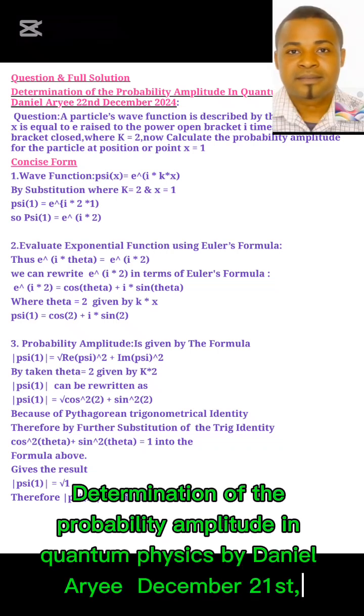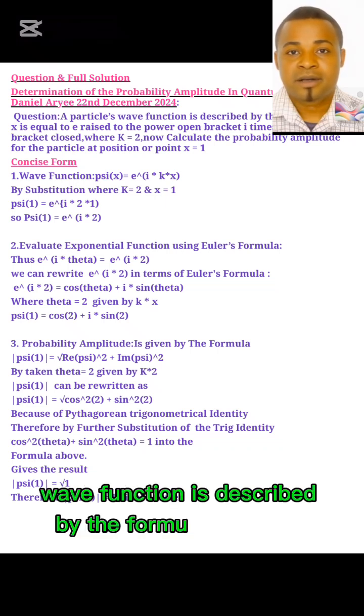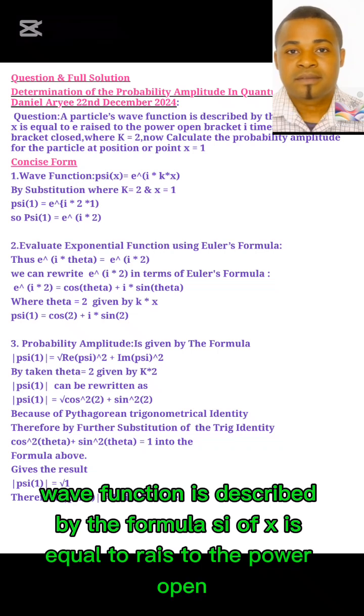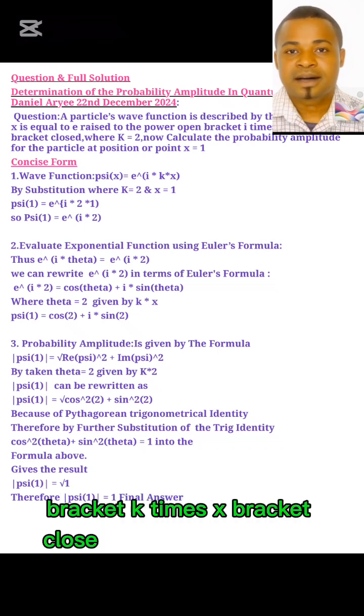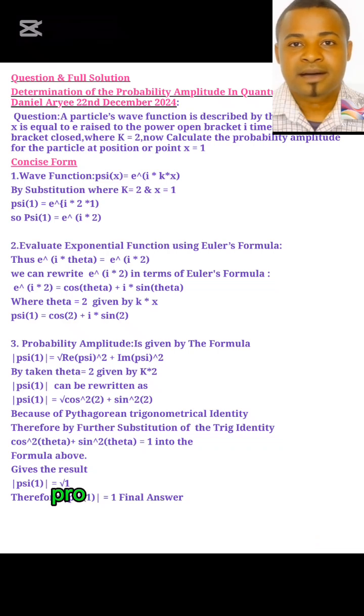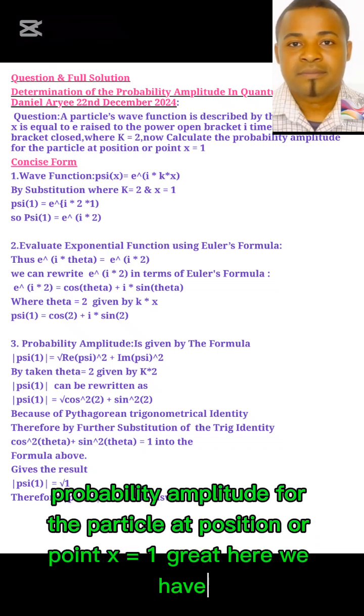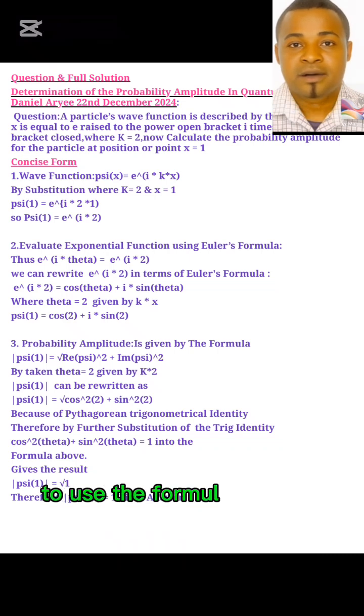Determination of the probability amplitude in quantum physics by DanielAryee, December 21st, 2024. Question: a particle's wave function is described by the formula psi of x is equal to e raised to the power open bracket i times k times x bracket closed, where k is equal to 2. Now calculate the probability amplitude for the particle at position or point x equals 1.